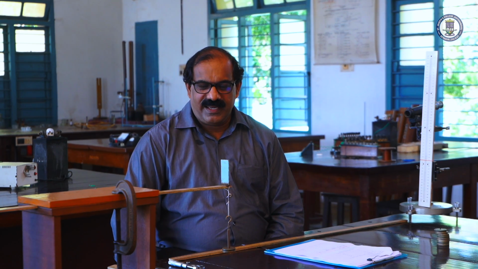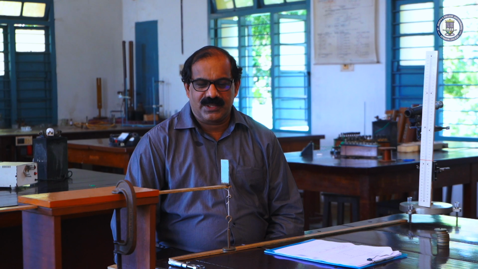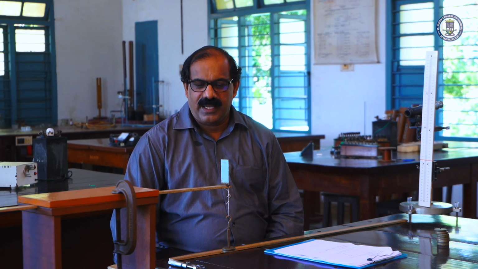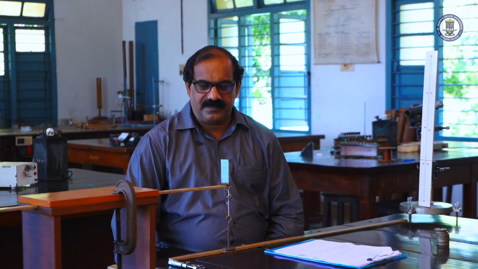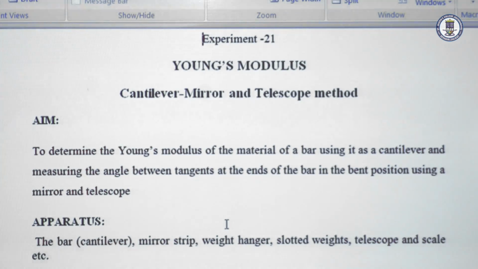Cantilever. Determination of Young's modulus of a material of a given bar using the bar as a cantilever. Now we are using the scale and telescope method. Now let us discuss the theory involved in the determination of Young's modulus of the material of a given bar using the bar as a cantilever, and here we are using a mirror and telescope method.